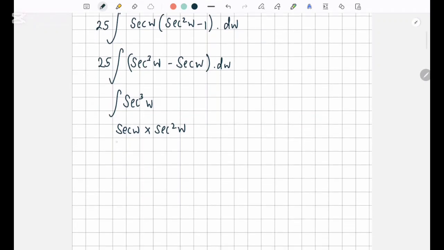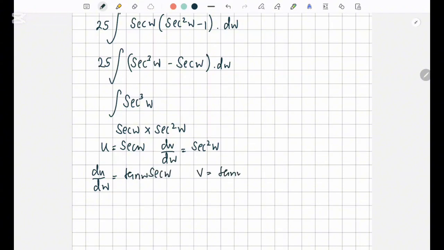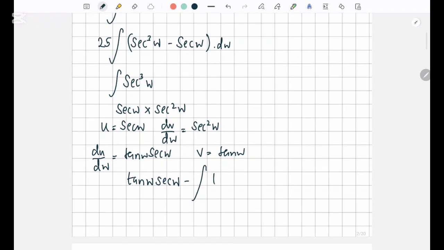Okay, so you take u as sec w, and you take dv over dw as sec squared w. So then du over dw equals tan w sec w, and v equals tan w. The integration of sec squared w is tan w, right? So using your formula u into v, that's tan w sec w minus your integral of tan w into tan w sec w.